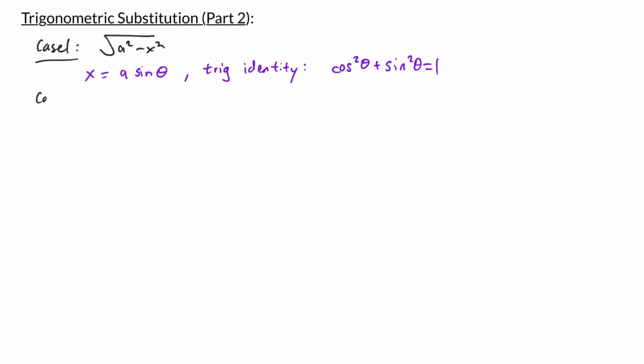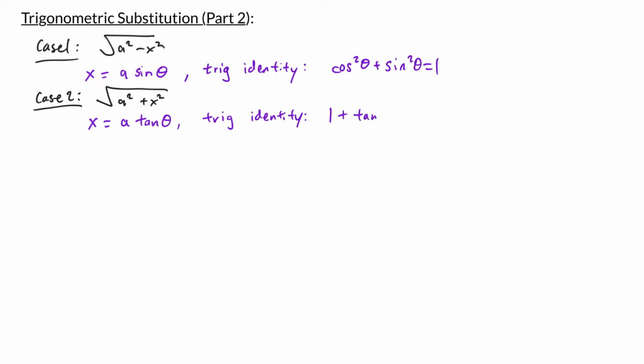In this video, we'll look at the second case where we have an integral involving the square root of a squared plus x squared. For these integrals, we want to make the substitution x equals a times tangent of theta. Again, we'll be using a trig identity to help us deal with the square root. This time, we'll be using 1 plus tangent squared of theta is equal to secant squared of theta. Let's work through an example together.